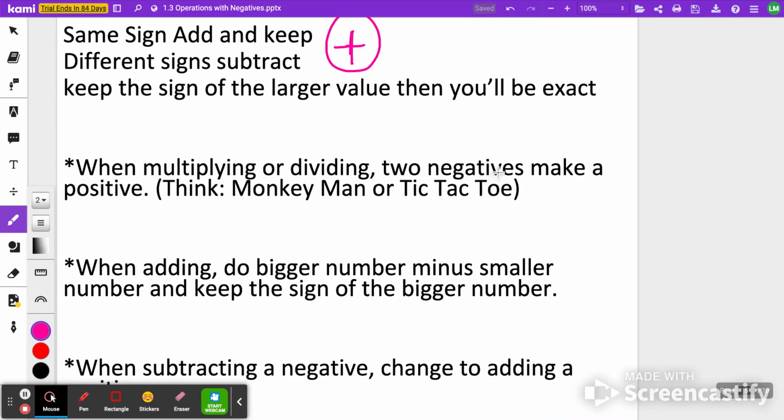When you multiply or divide, two negatives make a positive. You can think about Monkey Man, which is something that I've taught before in the past, but I also learned a different way to do that, and that is tic-tac-toe. And I'll explain more of that when I get down to the multiplying and dividing terms, but essentially you're just reading tic-tac-toe left to right.